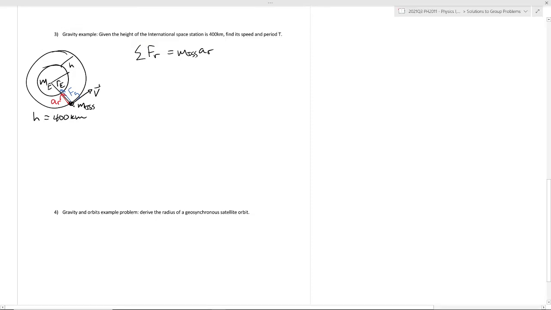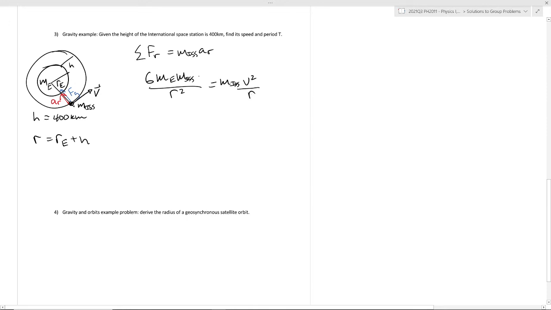Better picture. And so the force of gravity, G M m over r squared. Now the r in this case is going to be the radius of the Earth plus the height, but let's just leave it as r for now. And this is going to be equal to the mass of the International Space Station times the centripetal acceleration, which we can write as v squared over r.